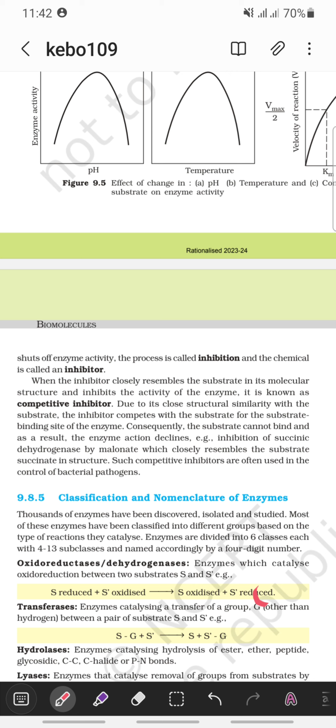When the inhibitor closely resembles the substrate in its molecular structure and inhibits the activity of the enzyme, it is known as a competitive inhibitor. Due to its close structural similarity, the inhibitor competes with the substrate for the substrate binding site of the enzyme. Consequently, the substrate cannot bind, and as a result, the enzyme activity declines. Example: inhibition of succinate dehydrogenase by malonate, which closely resembles the substrate succinate in structure. Such competitive inhibitors are often used in the control of bacterial pathogens.